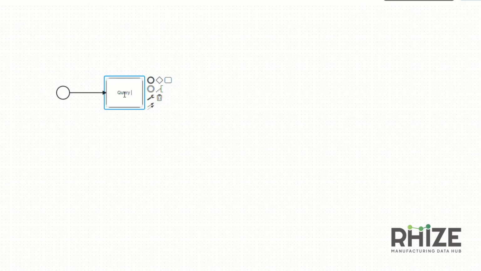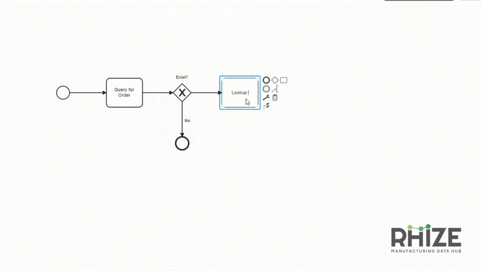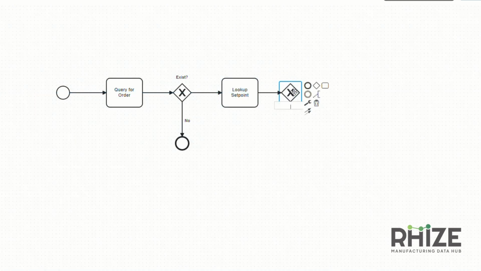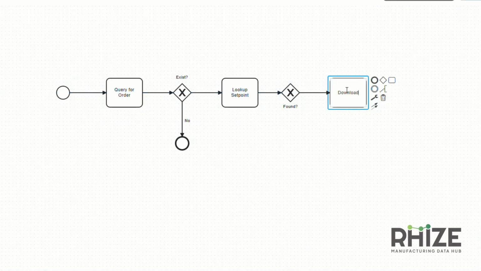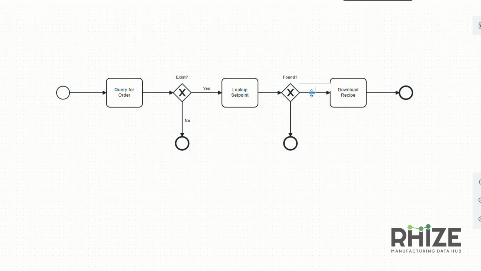So let's go ahead and automate my BPMN here. After it starts, I'm going to query for the order. And then I'm going to go ahead and check if it exists, because if it doesn't exist, we can simply end. If it does exist, then I want to look up the set point for the oven temperature. I'm going to check if I know it or not. If I know it, then I'm going to download the recipe, or in this case, the oven temperature at that specific point. I'm then going to add in some labels on my connections, as well as my start and end point.